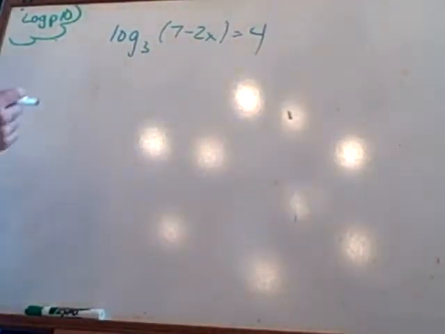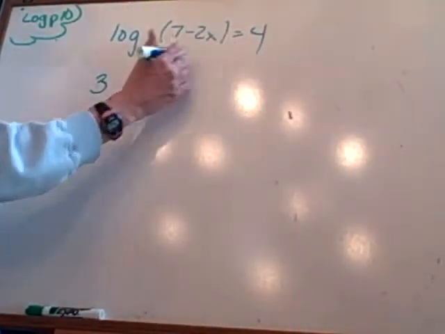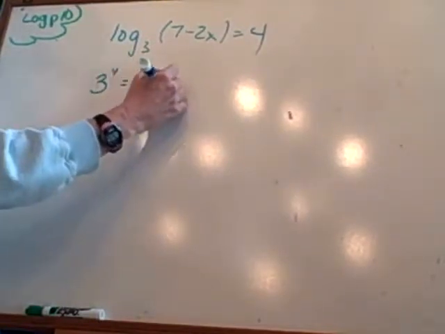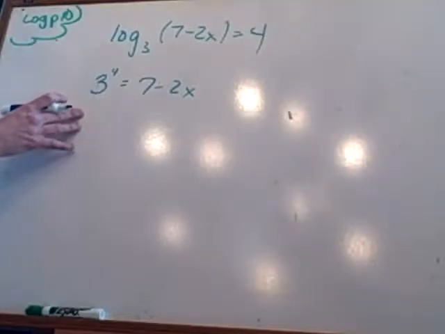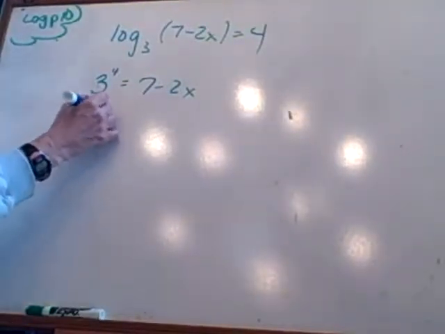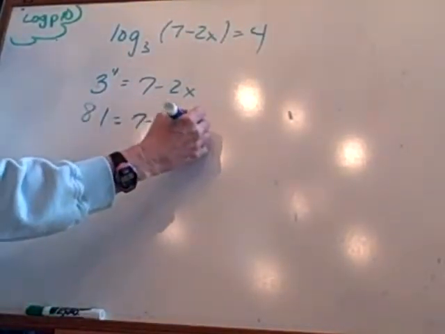So we're going to do a lean-to. Let's lean to the left, we'll get 3. Lean to the right, get 4. Equals the middle, get it right. 3 to the 4th would be like 3 squared times 3 squared, which would be 9 times 9, which would be 81. Equals 7 minus 2x.